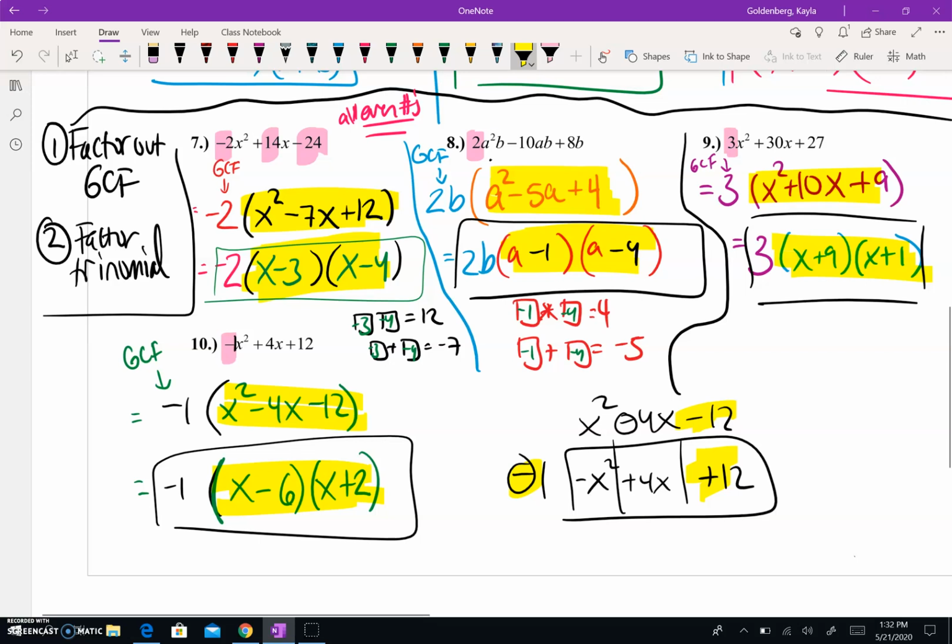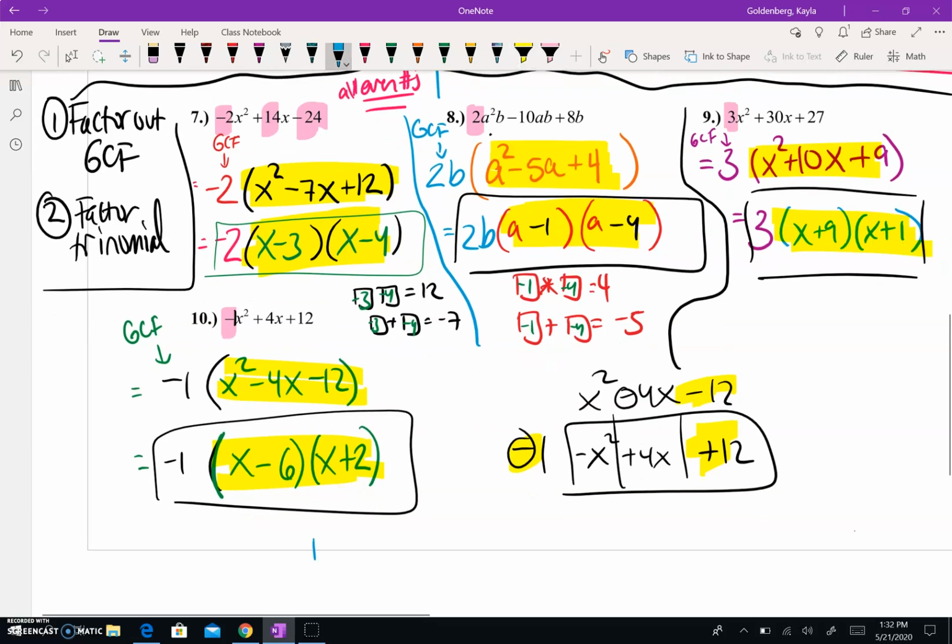From there, you need to ask yourself the question, what multiplies, write it out, to be -12, but what adds to be -4? That one's a little trickier, and it's actually a -6 and a +2. Generally, the problems where the number's negative are a little harder to think through. It's a little bit easier for problems like number 9, where it was a +9 and a +1.